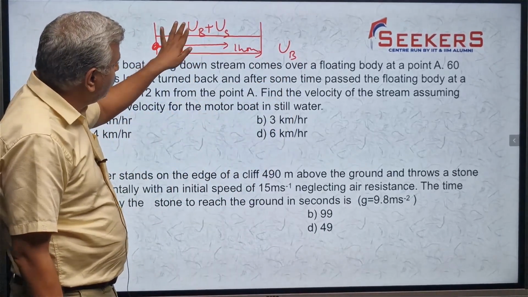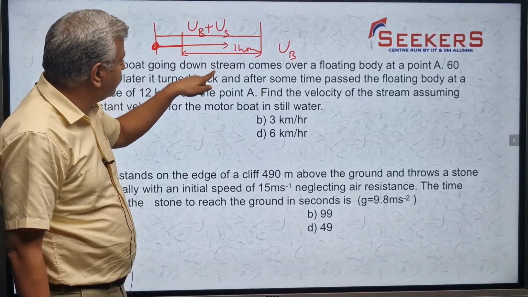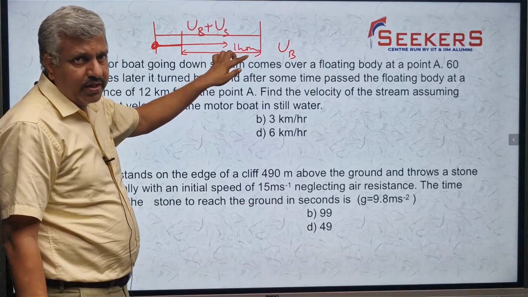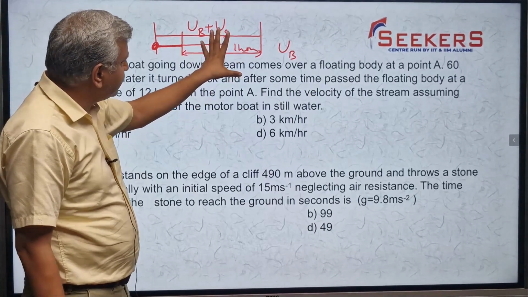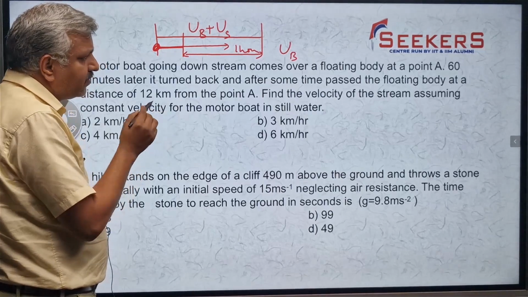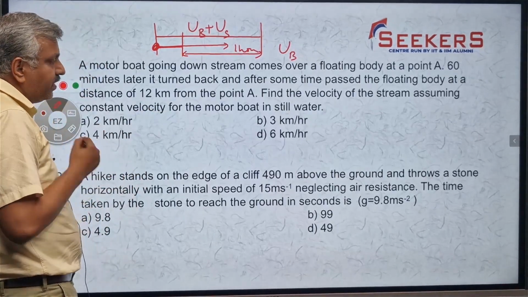The velocity of the boat will be u-boat plus u-stream because he is going downstream, and the plank will also be moving with the velocity of stream. So after 1 hour the distance travelled will be equal to u-boat. Later it turns back and after some time it passes the floating body at a distance of 12 kilometers again.